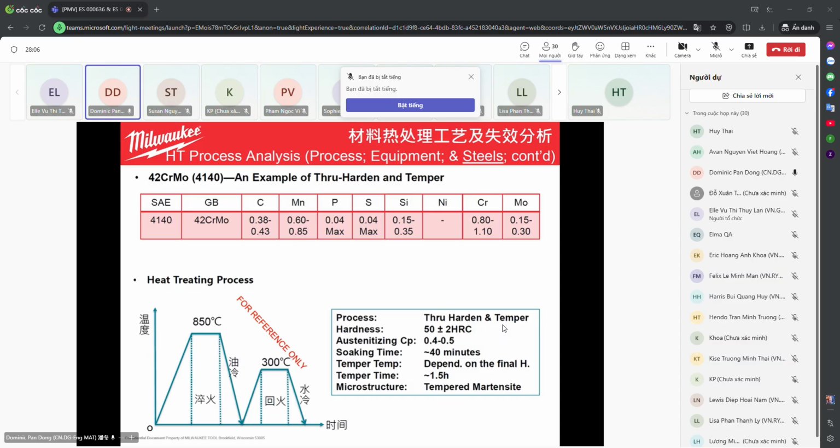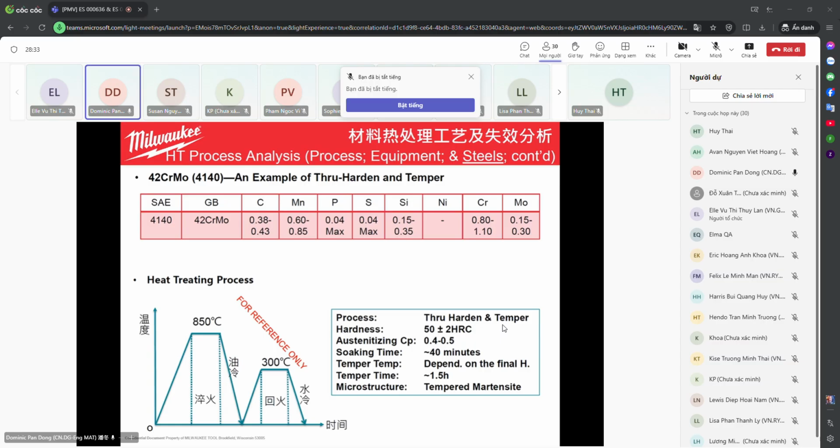And here, for the quenching or the heating, the carbon potential here on the right is labeled as austenitizing CP. The carbon potential 0.4 to 0.5. This carbon potential gives a protection atmosphere of the surface layer during the high temperature so that no defect happens.